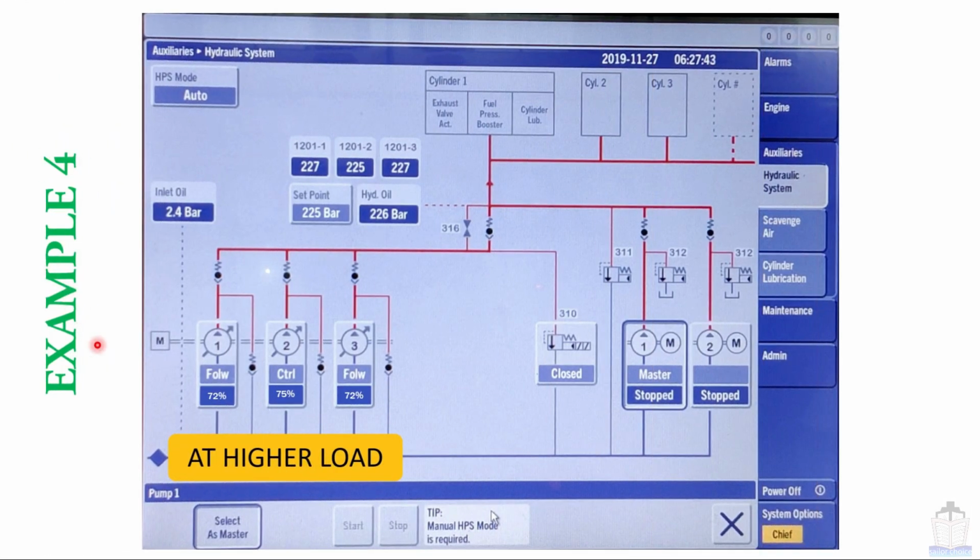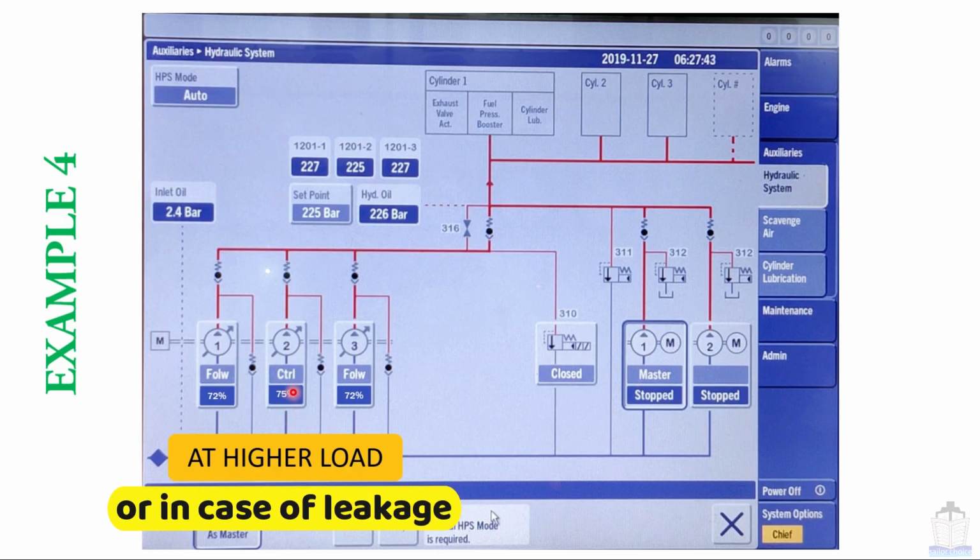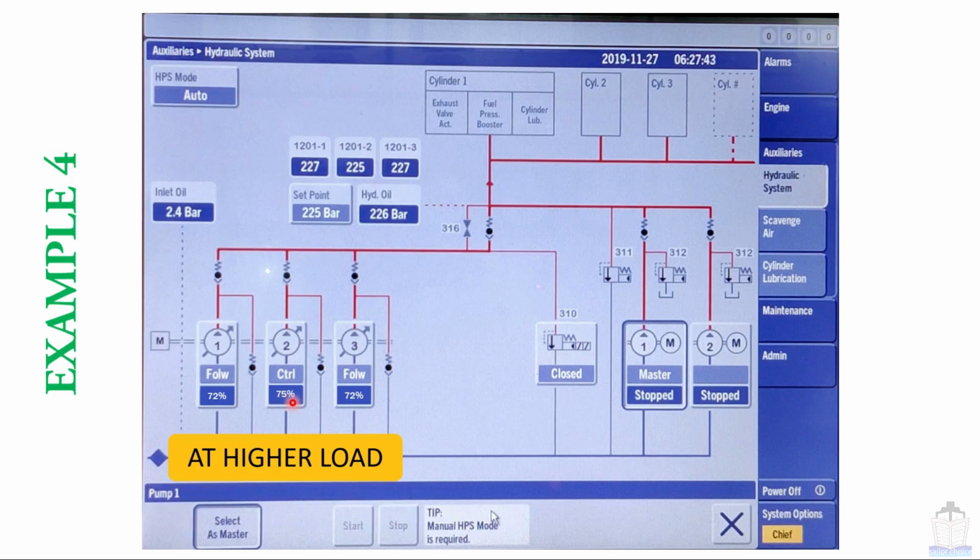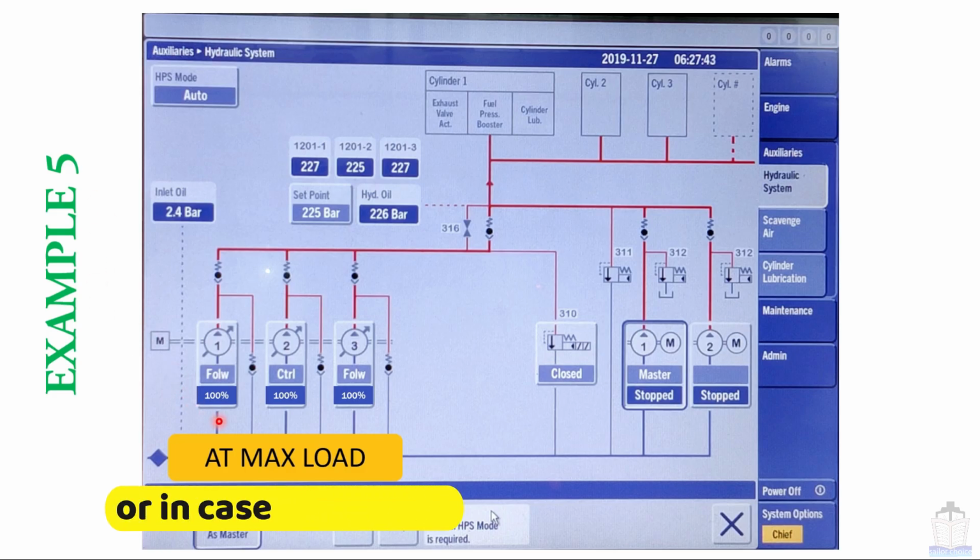In example number 4, the engine is assumed to be run at very high load, and in that case the control pump will run at 75% load and follow pump will run around 70 or 80% load. Now in the last example, example number 5, the engine is assumed to be run at maximum load, and in that condition all pumps, whether it is in follow mode or in control mode, will run at 100% load. So I hope by seeing all these 5 examples it is clear how control and follow pumps behave.